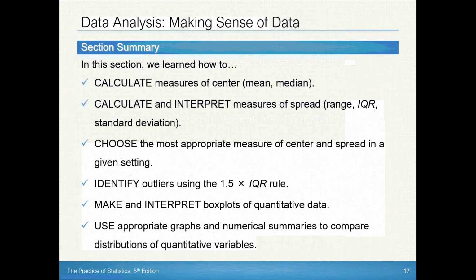So in this section, we learn to calculate measures of center, like the mean and the median. Calculate and interpret measures of spread like the range, the interquartile range, or standard deviation, which we also talked about as variance. Understand which is an appropriate measure of center and spread given the certain setting, given the skewness or symmetry of the data, as well as outliers or their lack of outliers. Identify outliers using the 1.5 times IQR rule, and then make and interpret box plots of quantitative data.